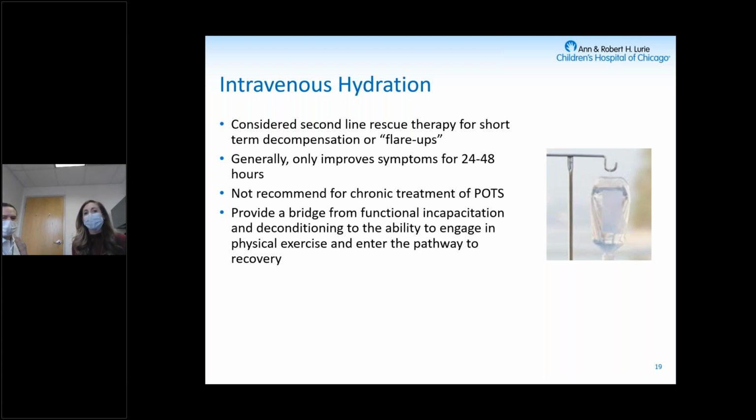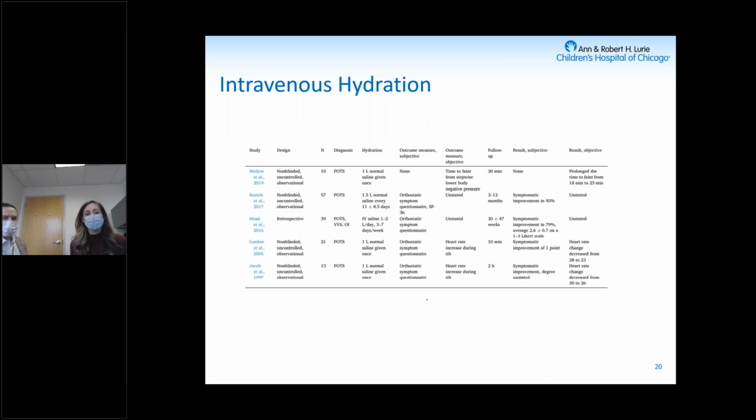And we do use it as a bridge to really get patients up and running and getting back to physical activity and back on that management that we talked about in the beginning. There have also been several studies on short-term IV hydration, and they have shown that it improves symptoms in these patients. It also decreases their heart rate and prolongs time to faint for many patients.